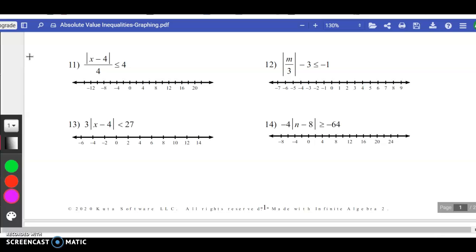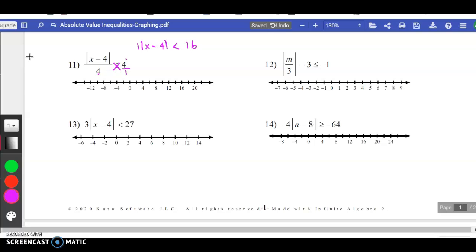Since I have a fraction on one side, I'm going to make this side 4 over 1. And then I'm going to cross multiply. So to have the absolute value of x minus 4 times 1, I'll put a 1 in front to show I've multiplied it. I keep the sign in the same orientation. And I have 4 times 4, which is 16.